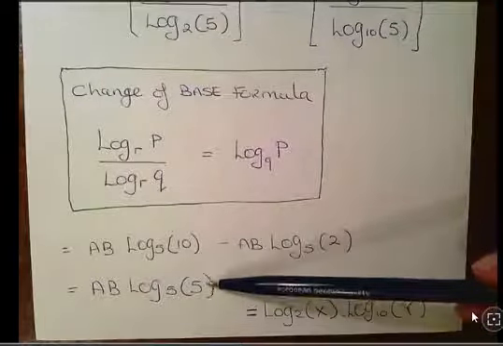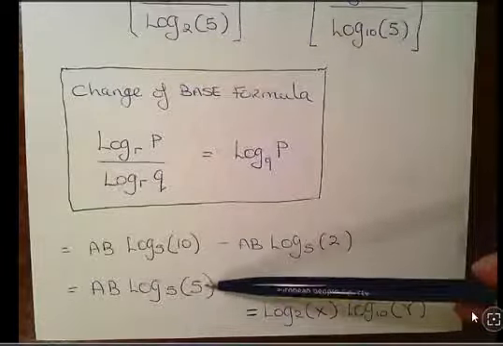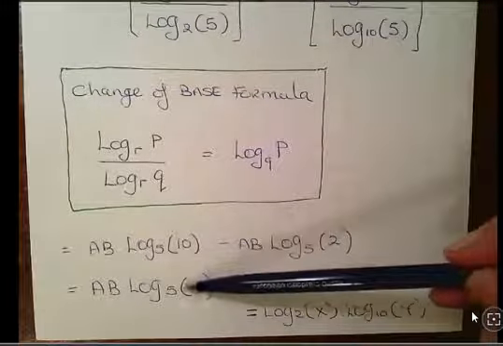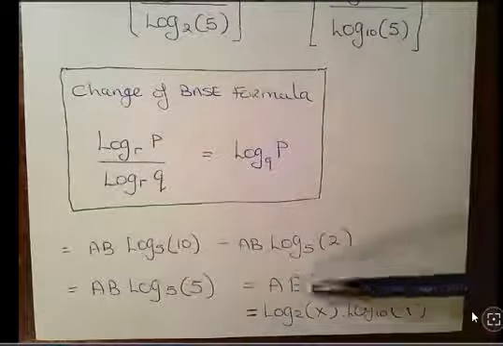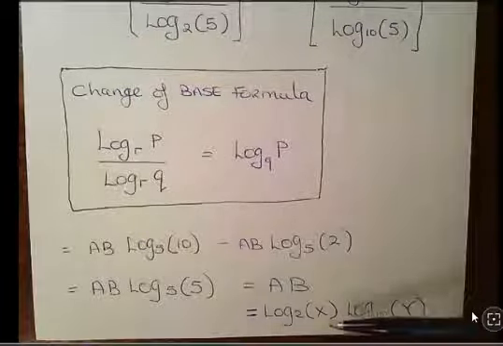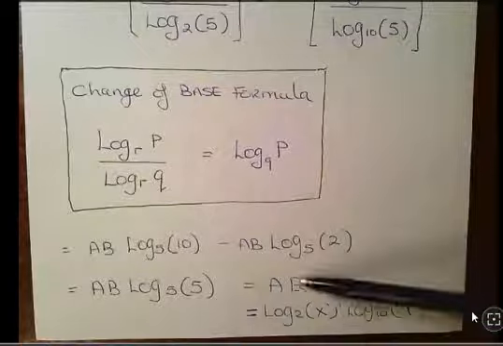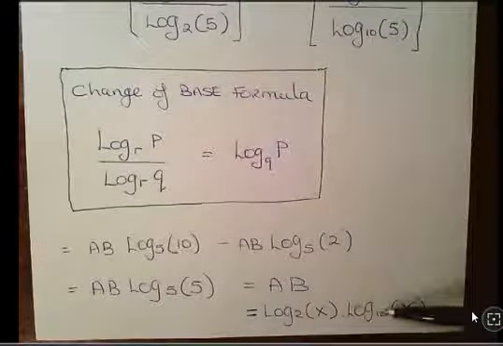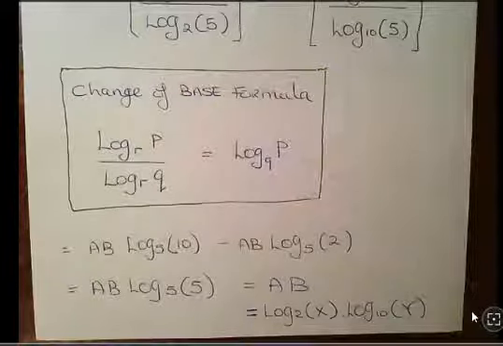That is log of 5 to the base 5, which is equal to 1. So we have AB times log of 5 to the base 5, which is equal to AB. That's what we started out with, and that's what we had to prove. That is, A at the start was equal to log of x to the base 2 times log of y to the base 10. That is our proof done.